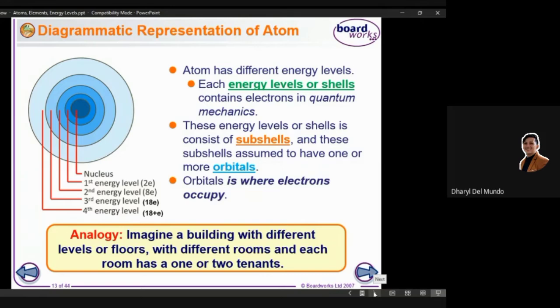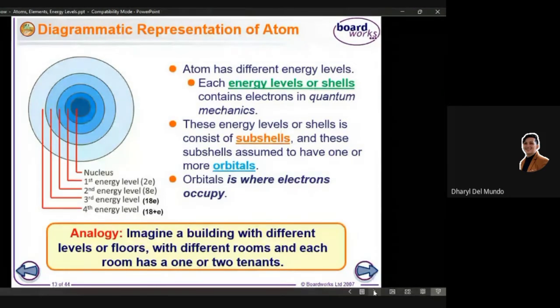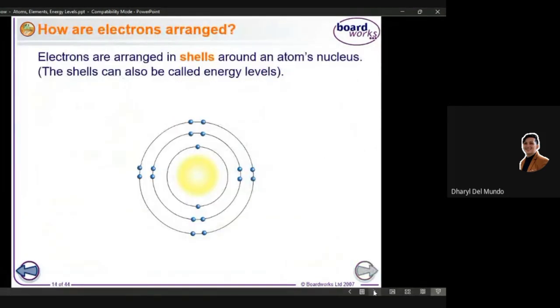For example, you are the caretaker. This room can only occupy 2 tenants. This room can only occupy 10 tenants, something like that. All right? And this is how electrons are arranged in shells. Electrons are arranged in shells around the atom's nucleus. The shells can also be called energy levels, like what I've said a while ago.